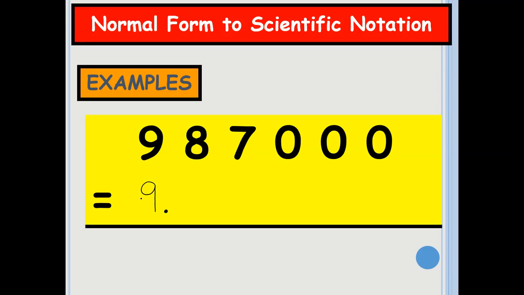We also said all non-zero numbers are included. So the 8 and the 7 are going to go in here. We also said that trailing zeros, we lose them. So these are trailing zeros here, because they are coming at the end.